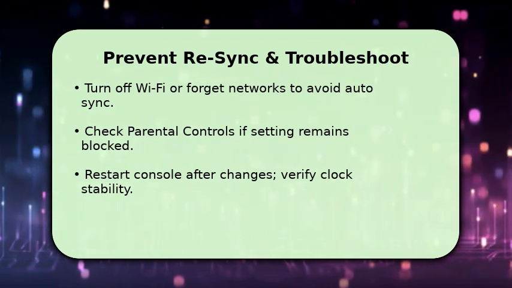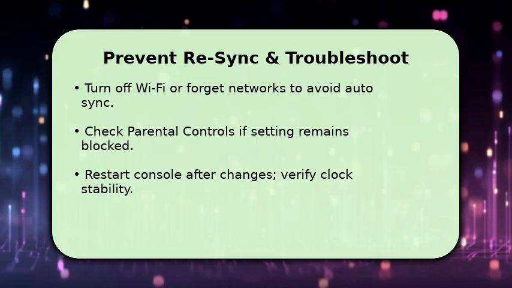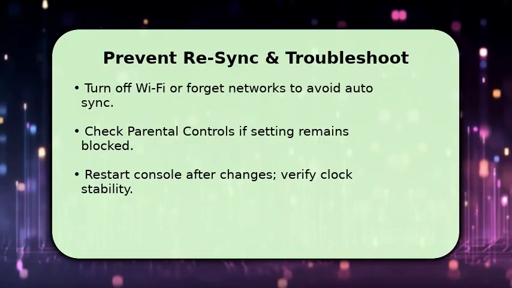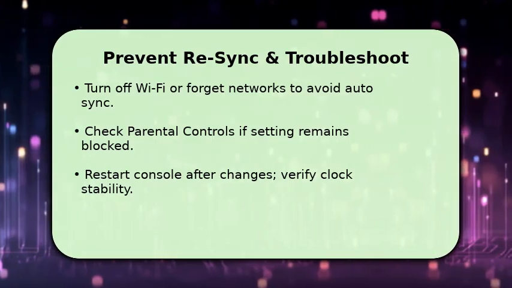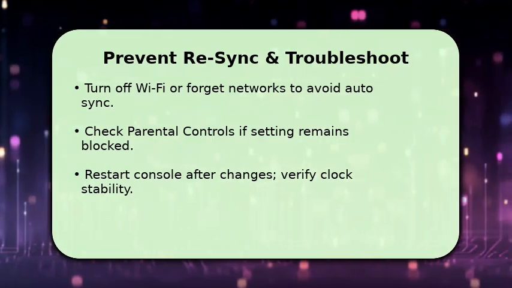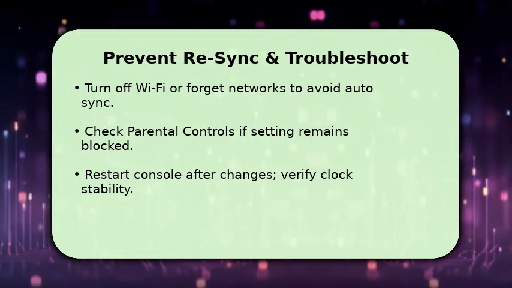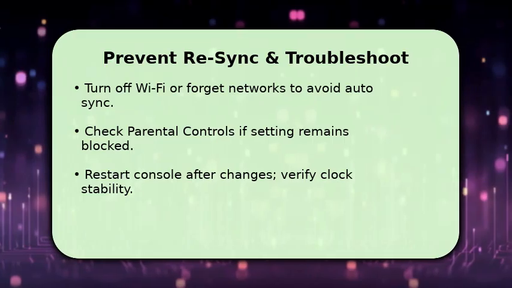If the toggle is grayed out, inspect parental controls. They can block clock changes, so adjust or disable that restriction temporarily. Finally, if the time still resets, remove Wi-Fi entirely and repeat the manual set. That guarantees the console cannot override your chosen time.